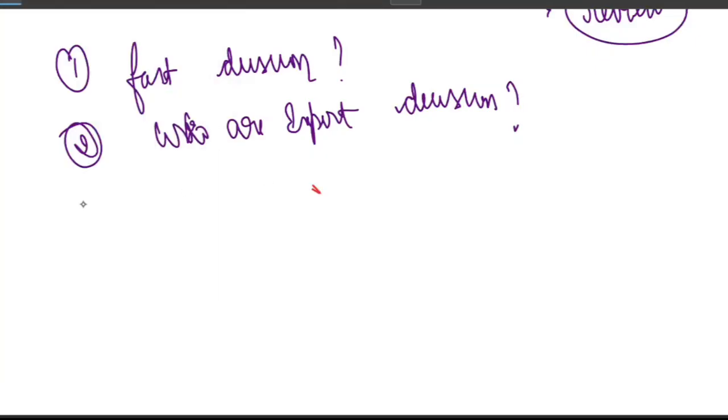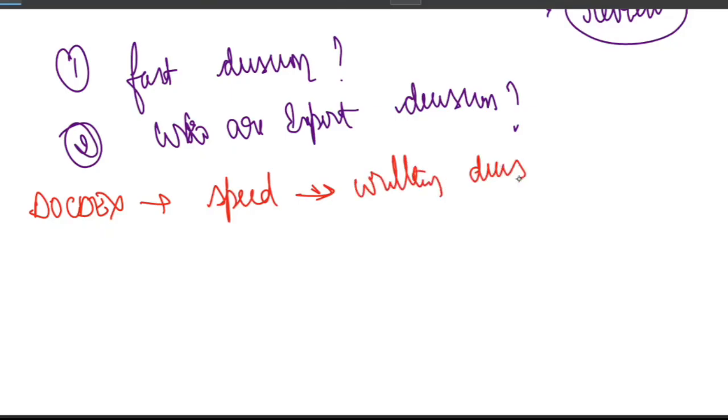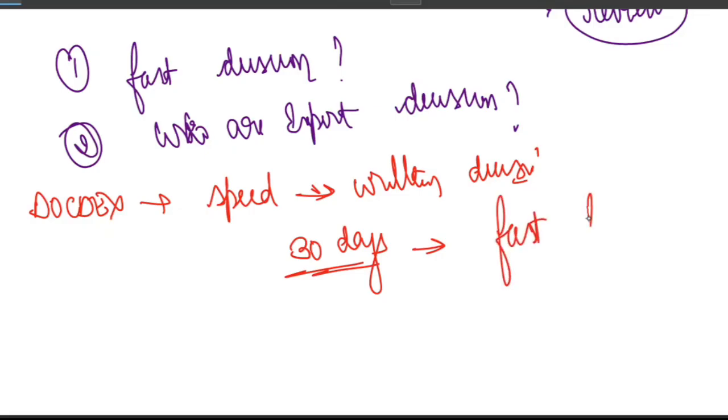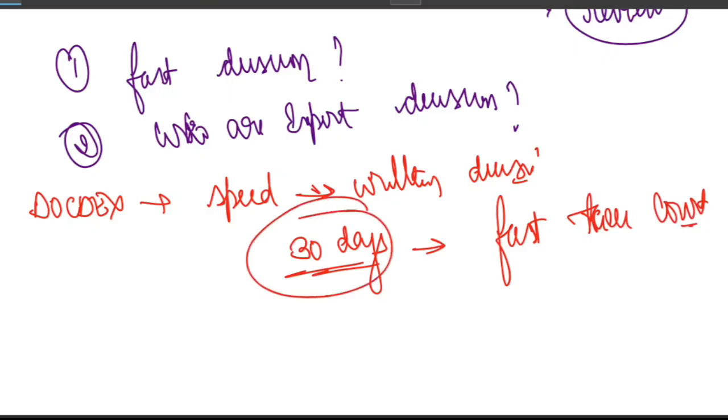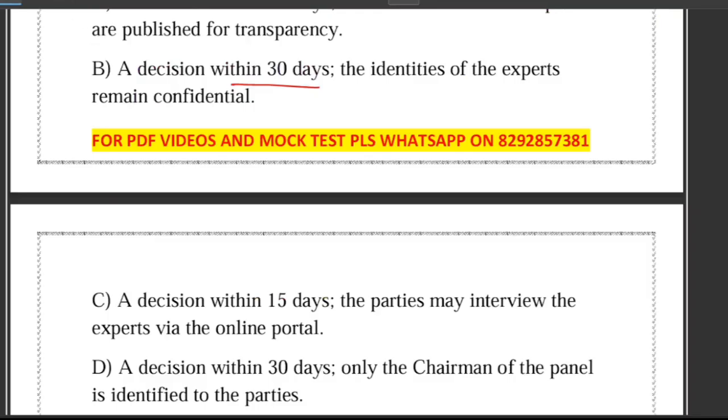DOCDEX is designed for speed. You know it very well that DOCDEX is designed for speed. It is very fast, right? The expert must give a written decision within 30 days from the date they receive the full case file. You can think of it like a fast track court. No delays, no hearing, no back and forth. 30 days, that is fixed. So that is the timeline. Timeline is 30 days. Please note it down.